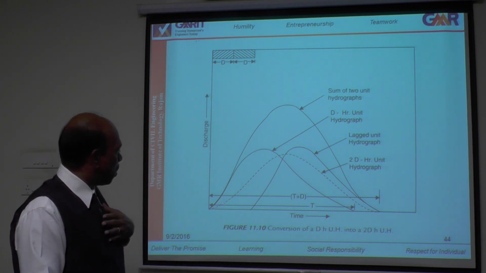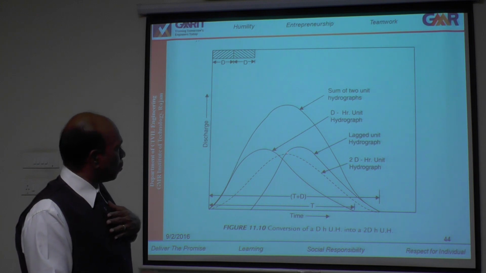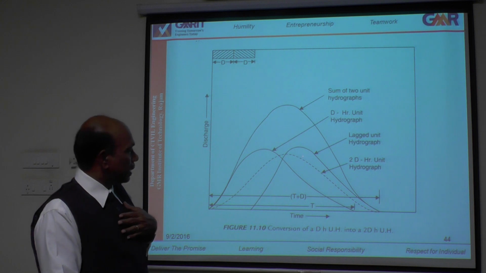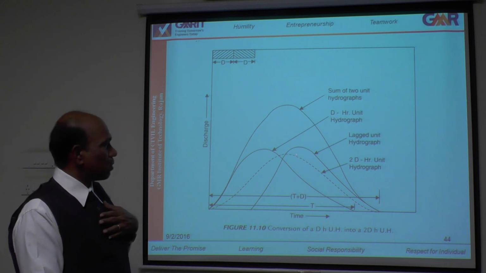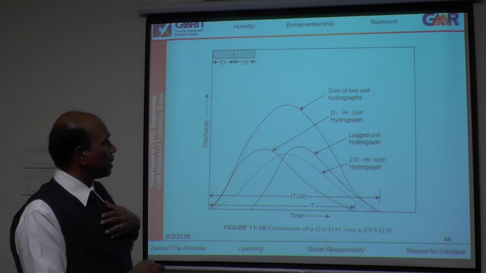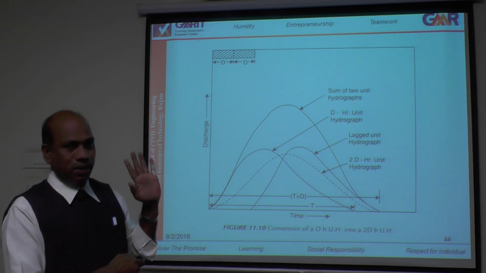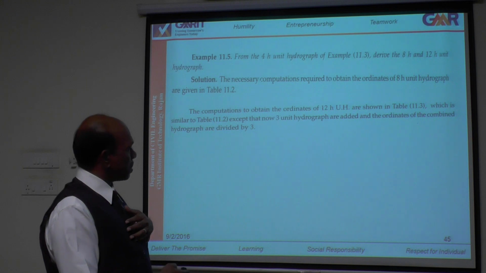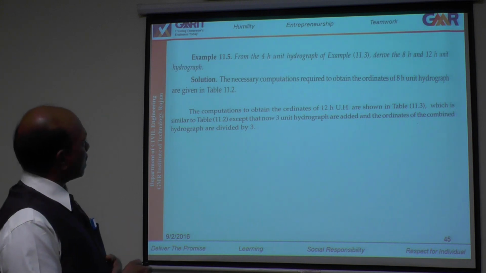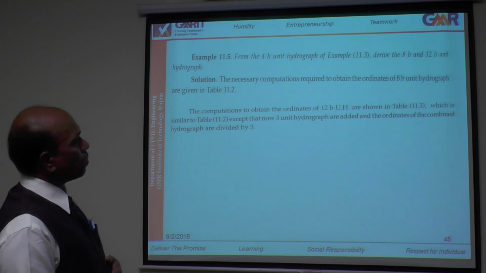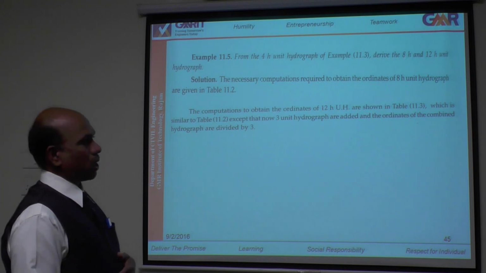We have the ordinates of the 2 hours unit hydrograph. This is the 2 hours unit hydrograph, and this is the 2 centimeter direct runoff depth ordinates. Yes, this is one problem. Here, given a 4 hours unit hydrograph, construct the 8 hours unit hydrograph and the 12 hours unit hydrograph.